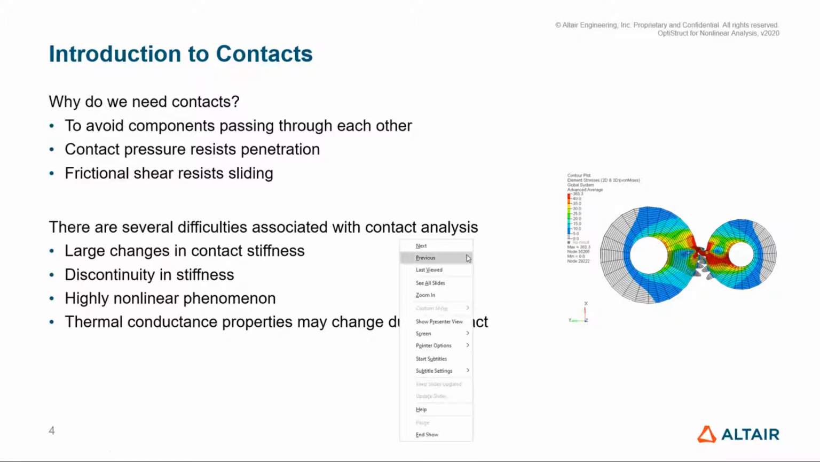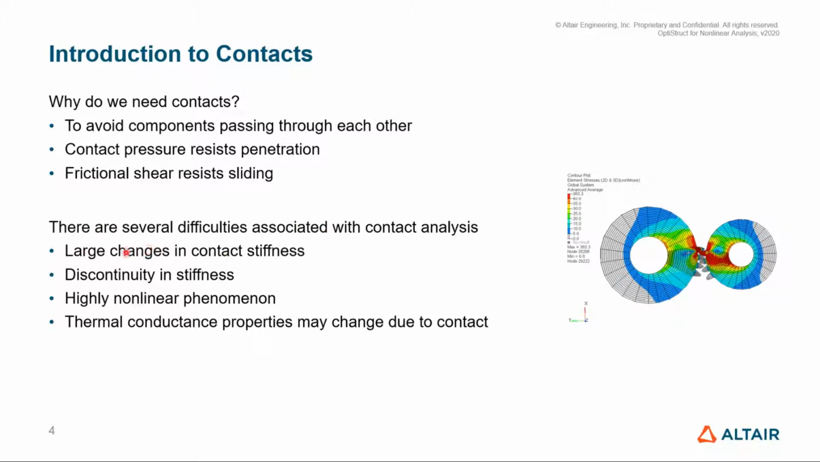So why do we need contact? Of course, if you don't define contact, then parts can actually penetrate each other. So we need contact to make sure that they don't penetrate, right? And of course, with contact, you can also have sliding, frictional sliding, and so on, right? Yeah, so several difficulties as mentioned.